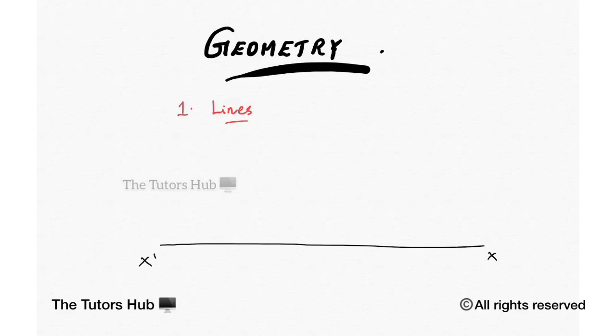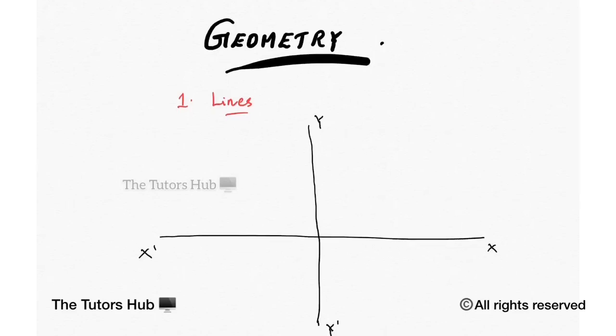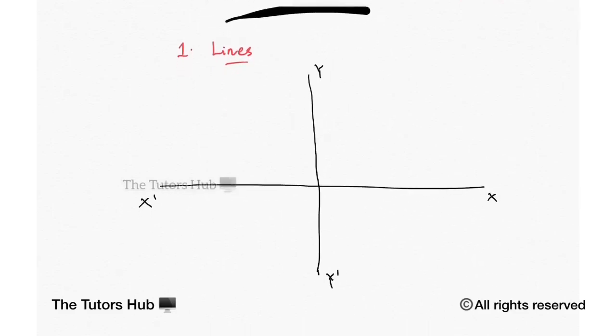So this line is the x-axis. I am naming it as X dash, and this vertical line which you see here is the y-axis. I am naming it as Y dash. Is that clear? For studying these lines, we need to understand the Cartesian coordinate system. So I am marking the origin as O, and now I am going to draw a line.